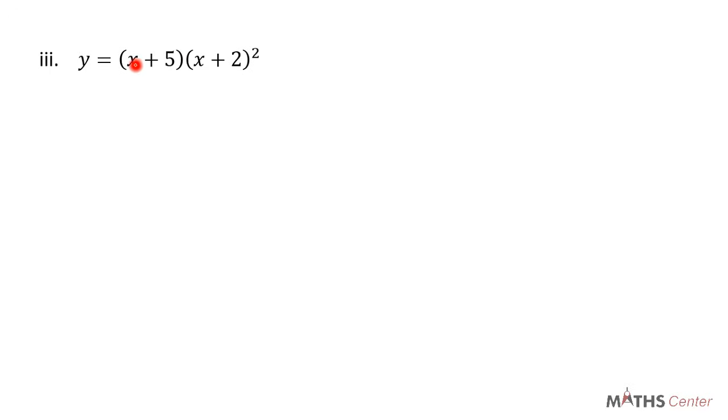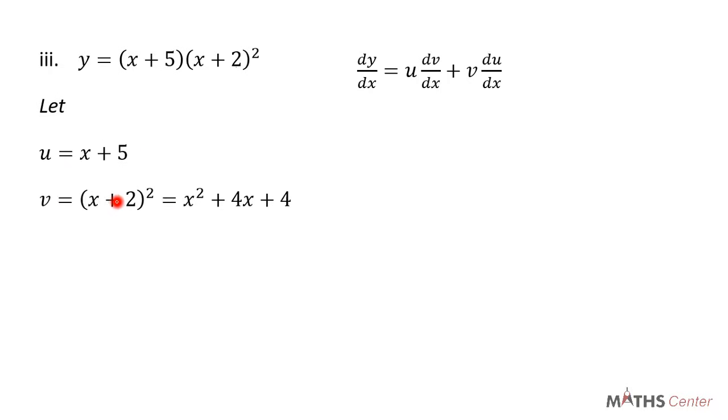Here we have x plus 5, that's the first term, and then being multiplied by x plus 2 squared. We are going to use the product rule, which is dy dx is equal to u dv dx plus v du dx. I'll let the first term, x plus 5, be equal to u, so u is equal to x plus 5, and the second term, which is x plus 2 squared, be equal to v. When we expand x plus 2 squared, you have x squared plus 4x plus 4.